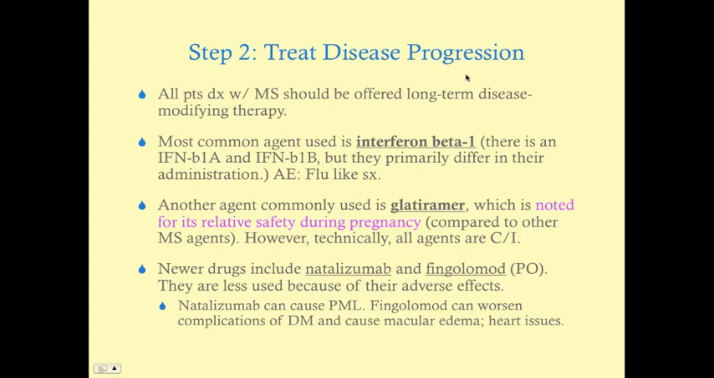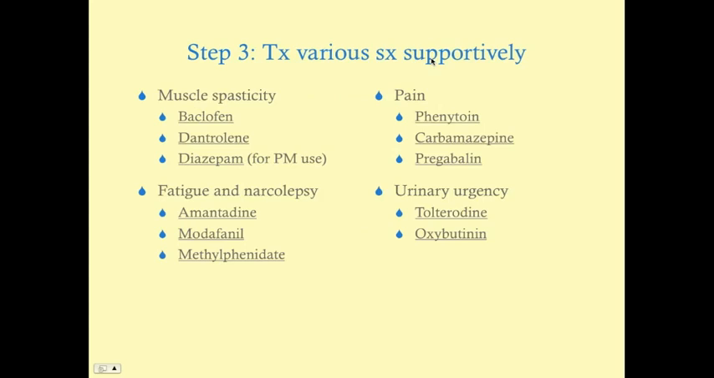So remember, multiple sclerosis is an upper motor neuron disorder, so we can get muscle spasticity from multiple sclerosis just because it's an upper motor neuron disorder. What can we use? We can use muscle relaxants for that. Baclofen, dantrolene, or the benzodiazepine diazepam. Preferably diazepam if we're using it for at night. We don't like to give diazepam during the day. Why? Because like all benzodiazepines, it causes sedation.